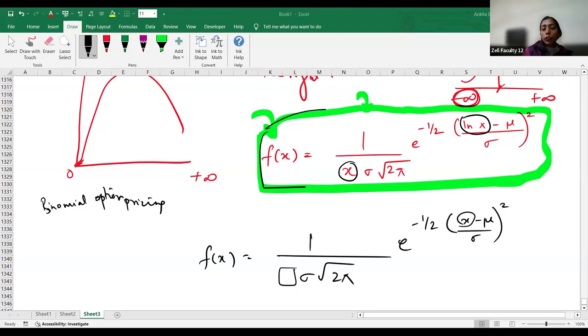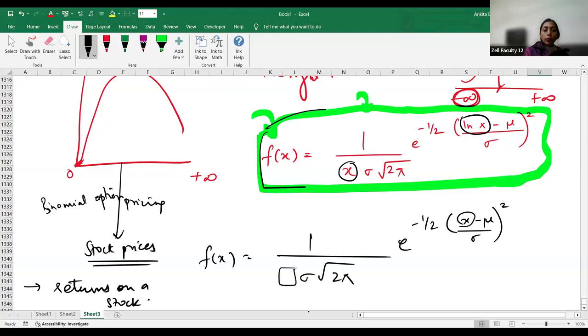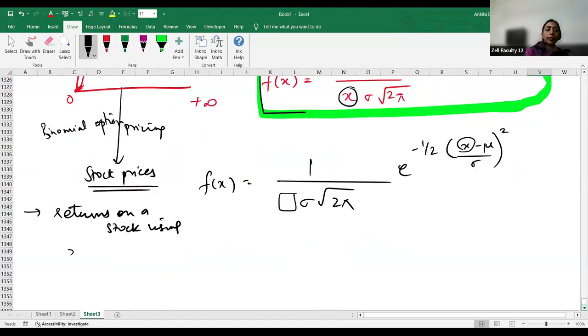So when is log normal distribution used? Log normal distribution is used to model stock prices and to calculate returns on a stock using the stock prices. If you know the stock prices and you want to find the returns, then you can do that using the log normal distribution.